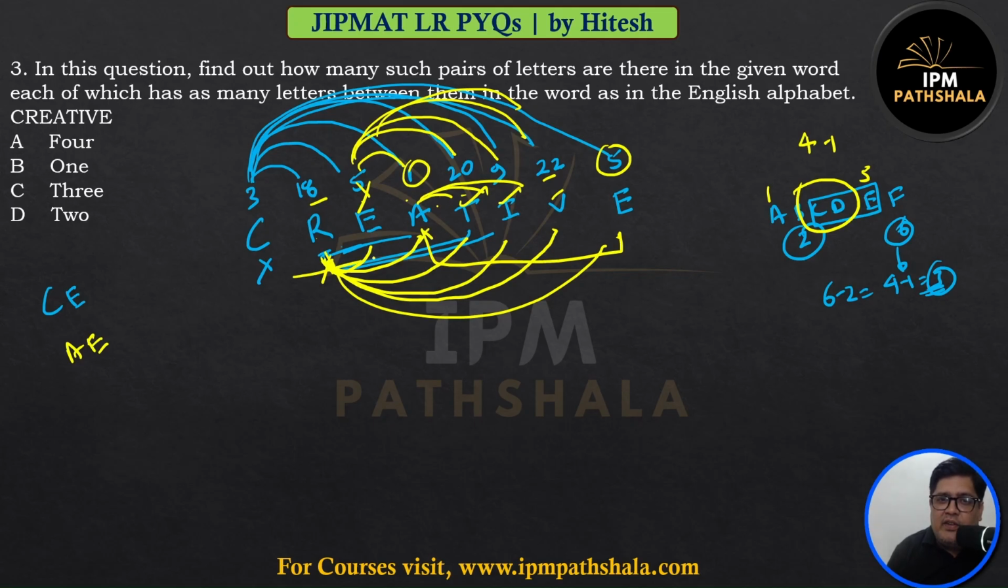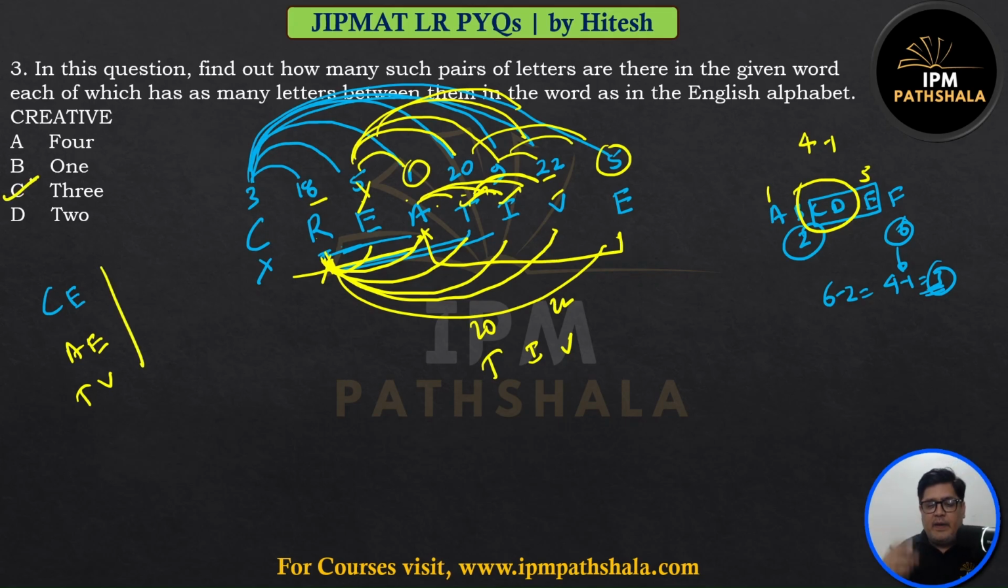I have taken everything up to A. From this, difference is 11. Not possible. Difference here, C. Between T and V, difference here is 2. There must be one letter between them. Yes, this is a pair that I should count. From here, no, no, no. There are 3 such cases, 3 such pairs which have same number of alphabet between them as English alphabet.